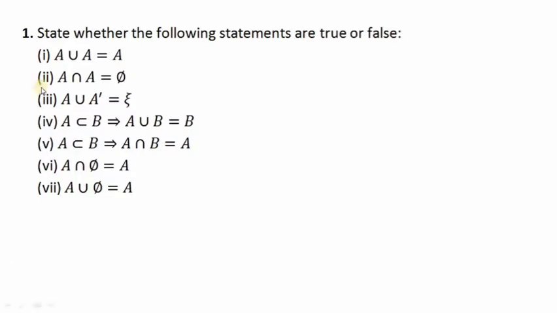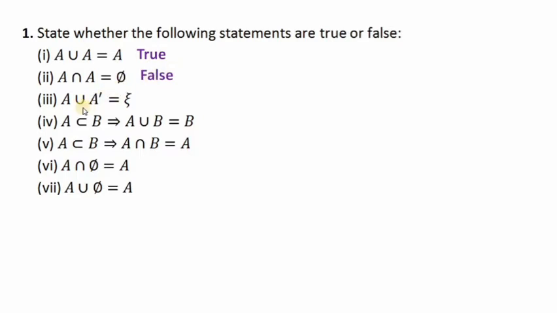The first question says, state whether the following statements are true or false. Number one is your idempotent law, isn't it? Since this is directly given as idempotent, that is A union A will always be equal to A, this is always true. Now the next is A intersection A equals phi. This is against your idempotent law, because idempotent law says that this will again be A, isn't it? So that's why this will be false.